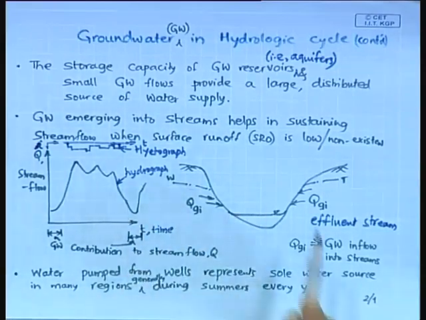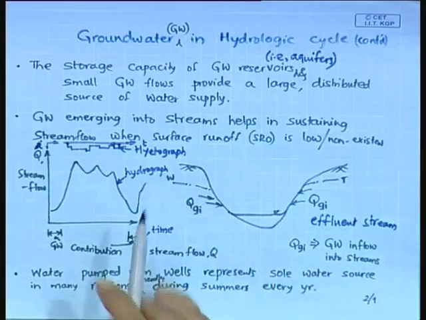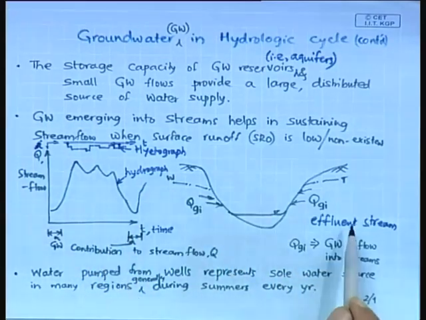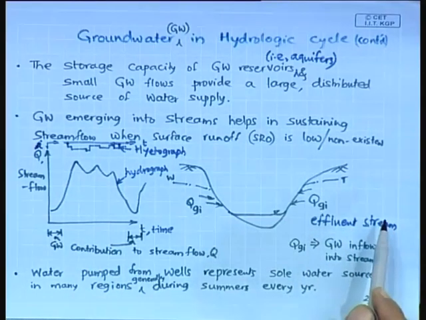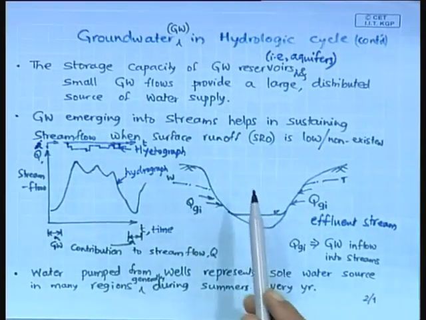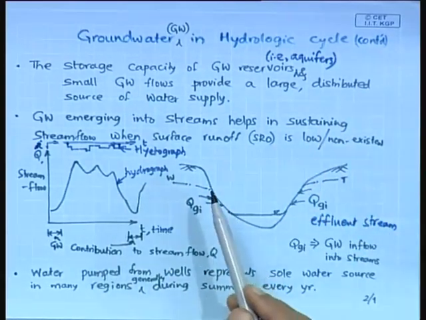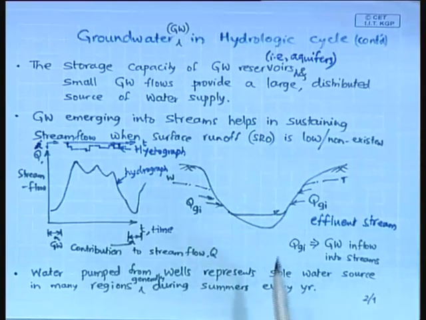So, through the hydrograph as well as the effluent stream, it is evident that groundwater provides the necessary spatial as well as temporal distribution of water supply. And also it is well known that in many places there are wells, and these wells represent the sole source of groundwater in many regions of the world, especially during summer when there is practically no other source of surface water.